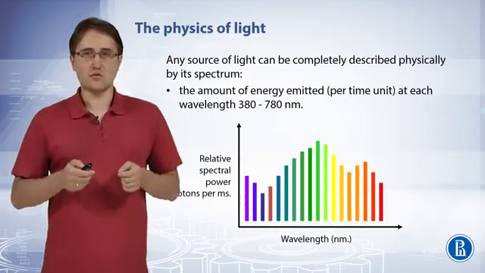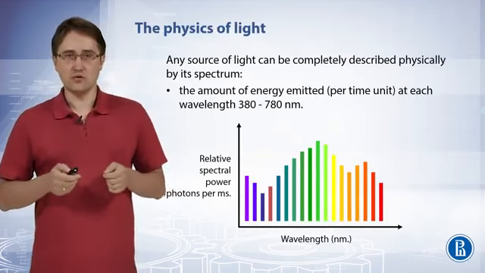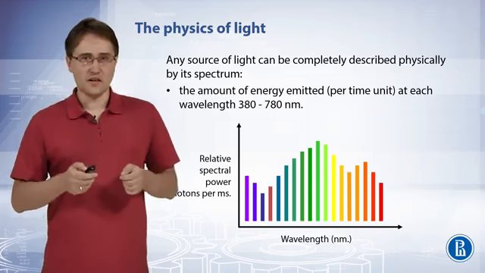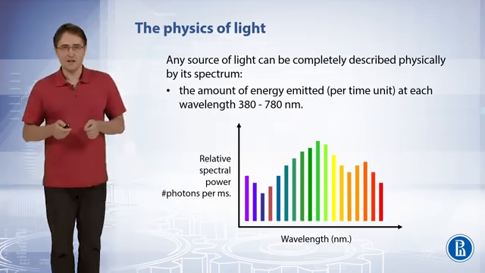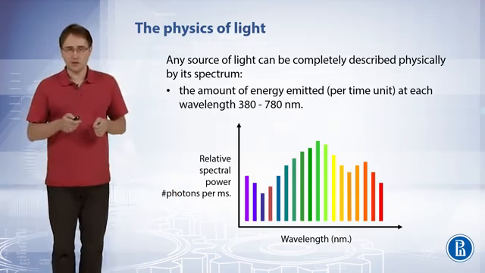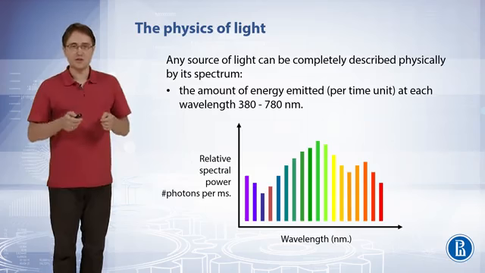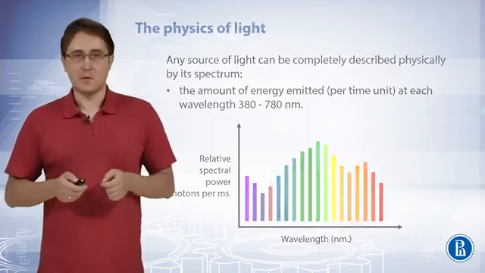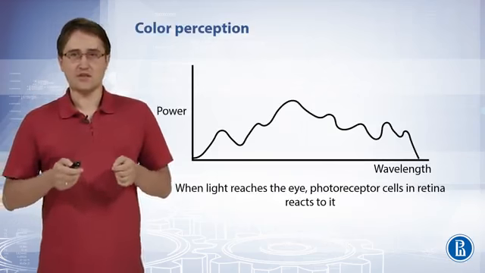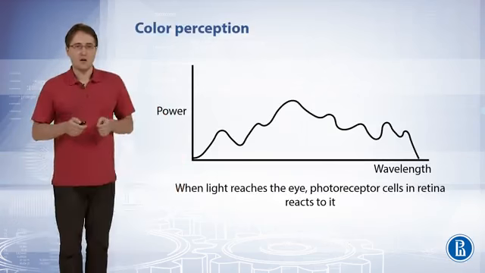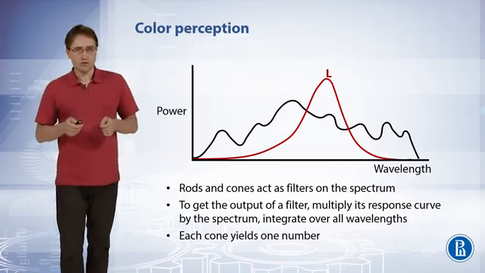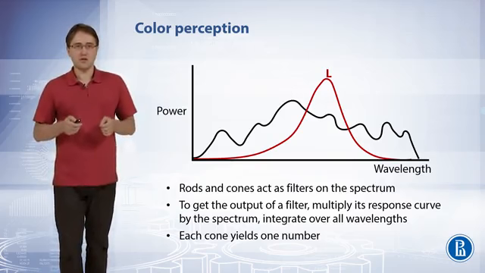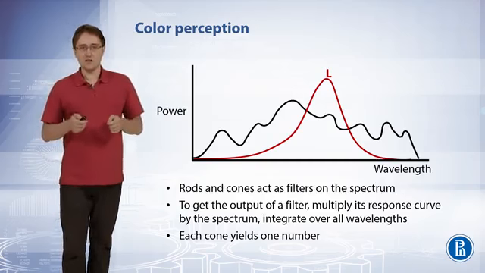To describe the source of light, we need to build its spectrum. To do it, we need, at each wavelength in the range of visible light, to measure the amount of emitted energy per time unit. The amount of emitted energy can be measured, for example, in number of photons emitted per millisecond. When light reaches the eye, photoreceptor cells in the retina react to it. Each rod and cone acts as a filter on the spectrum. To get the output of this filter, we multiply its response curve by the spectrum and integrate over all wavelengths. Each photoreceptor cell yields one number.